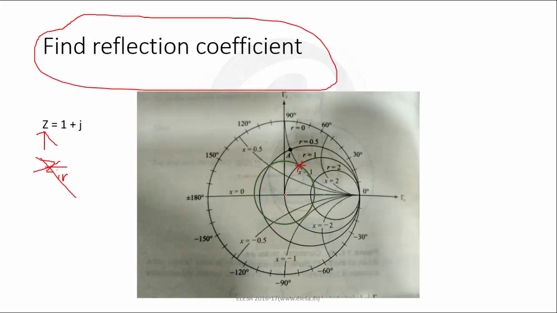Because we are in the reflection coefficient plane, this distance will give us the value of the reflection coefficient, which is approximately equal to 0.45. Okay, and the angle made by this reflection coefficient line will give us the phase.